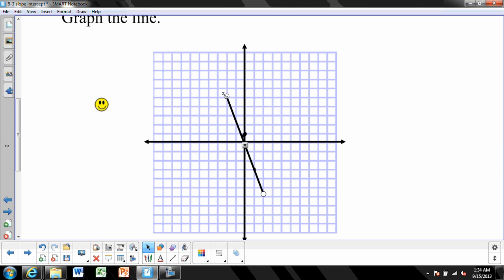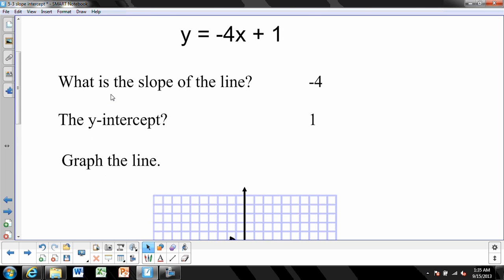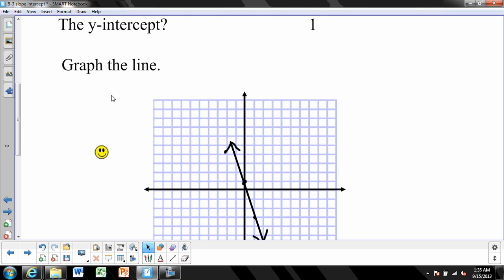And I'm going to fix this a little bit. There we go. And you also want to make sure you include little arrows on both ends, because the equation for this line has no limits. It's going to keep going and going and going in both directions. And you have graphed the equation y equals negative 4x plus 1. Much easier than making a table.